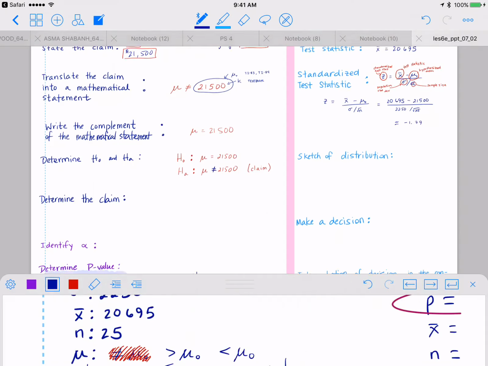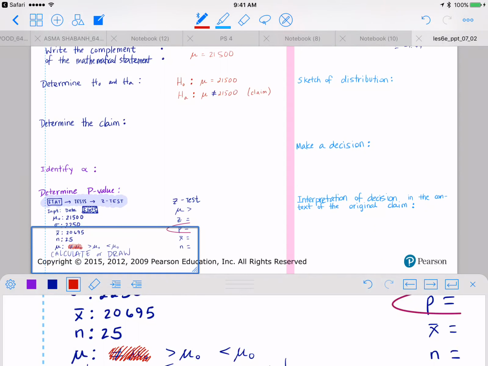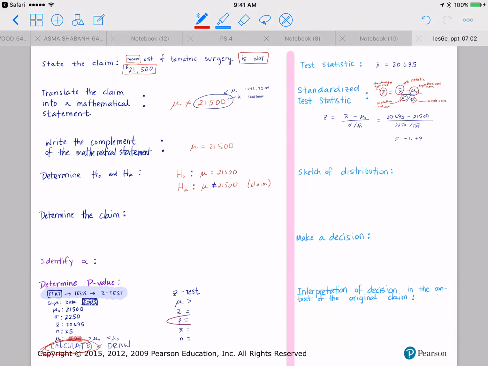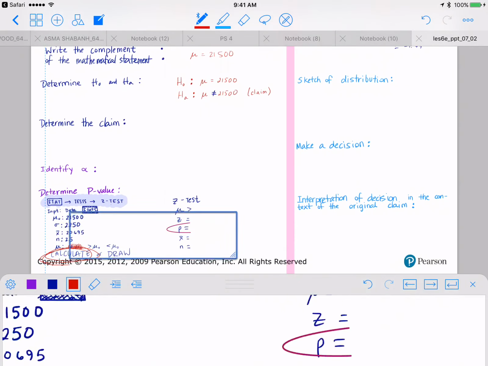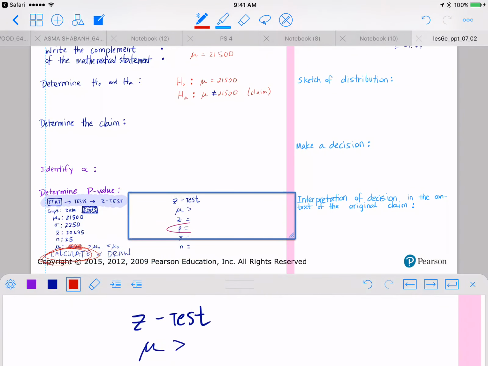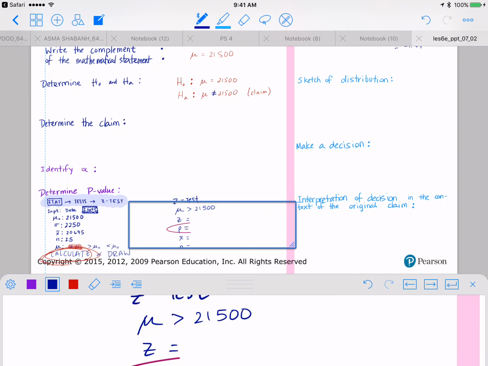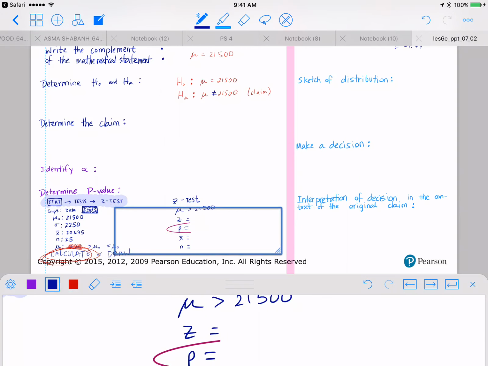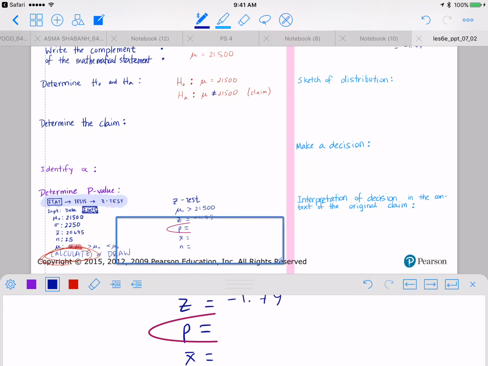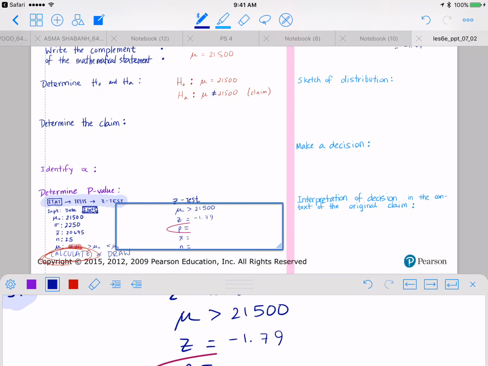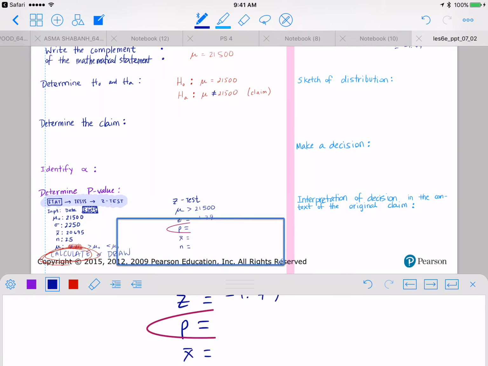And you want to, of course, choose calculate. So choose your calculate. And your output should be a screen that looks like this, z-test. It's going to have mu bigger than 21,500. It's just going to remind you of your hypothesized mean. It will actually calculate your standardized test statistic. So that's a nice little shortcut for you. It'll give you your p-value. Your p-value should be 0.0734.